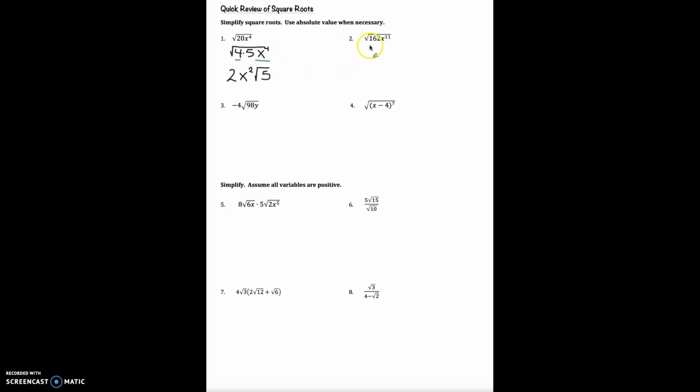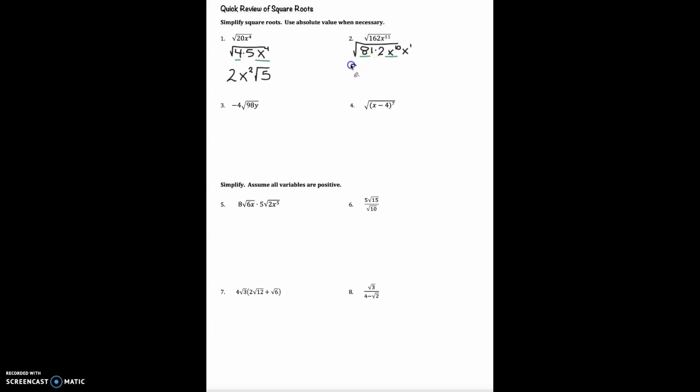Number 2, let's rewrite that. 162 is 81 times 2. And then x to the 11th, I'm going to write that as a perfect square, which is x to the 10th, and then x to the first. Remember, we add our exponents if we're multiplying the same base. Now our perfect squares, again, are 81, and then our x to the 10th.